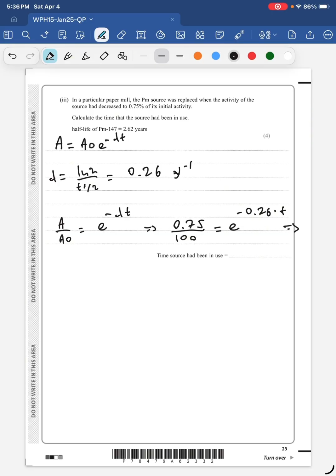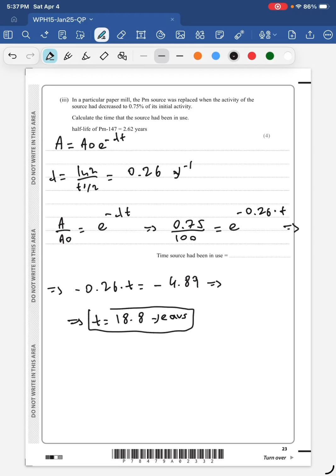Okay, therefore, minus 0.26 times t, if we take the ln on both sides, is equal to minus 4.89. Therefore, t is 18.8 years. Quite a lot of time. Okay. 18 years ago, okay, this is nearly 19 years ago, I was a college student. It's been a while. Okay.